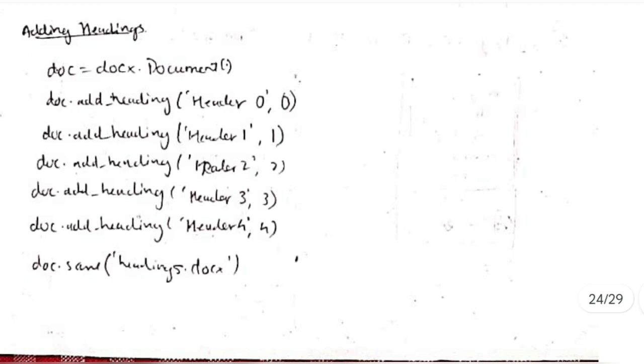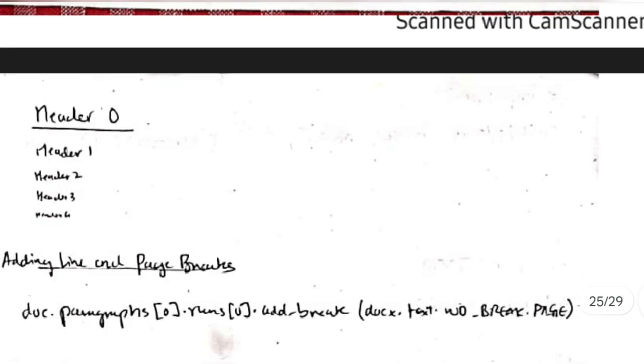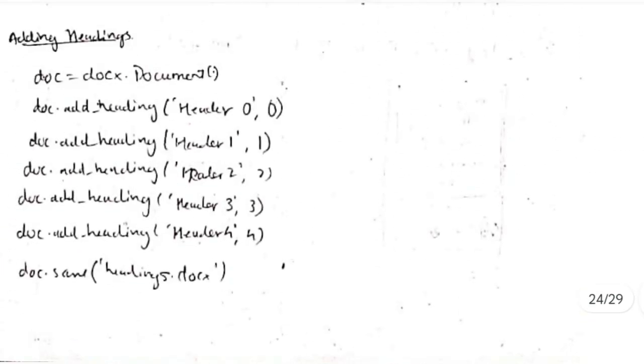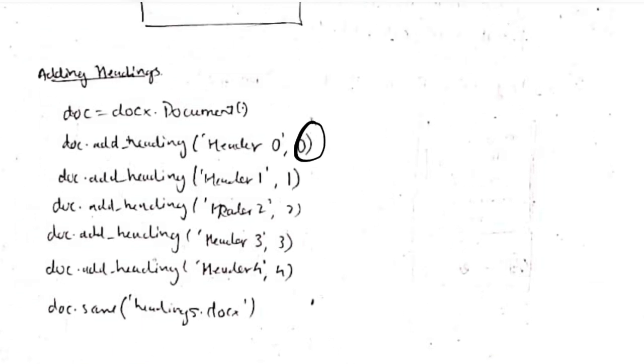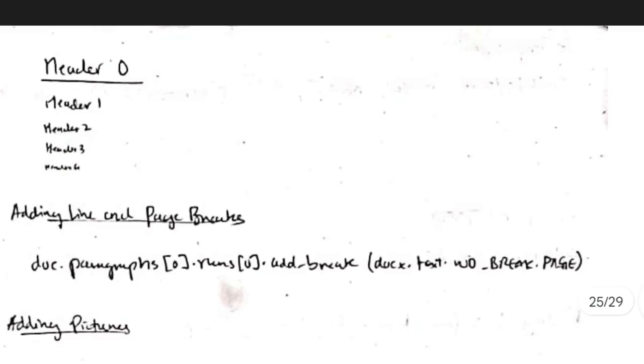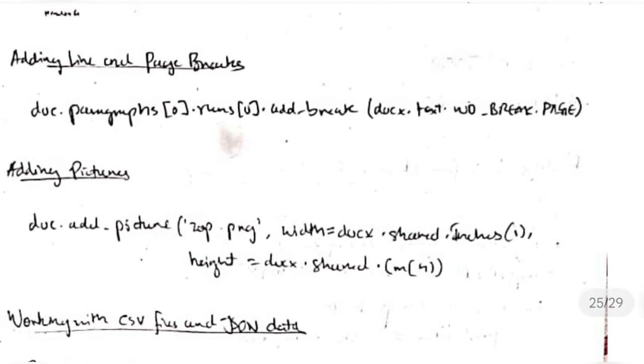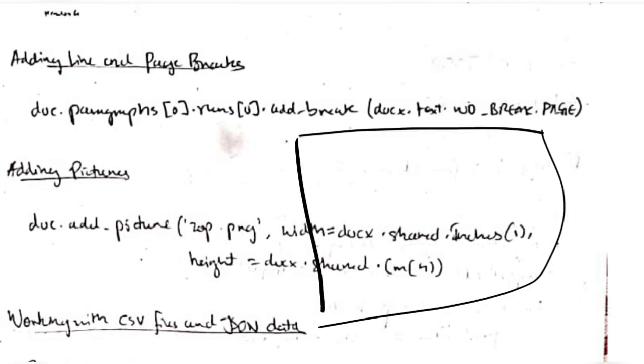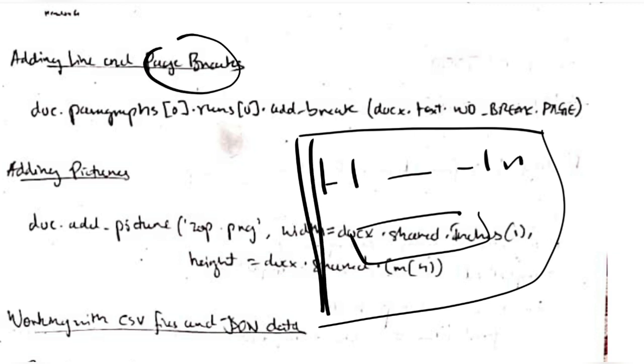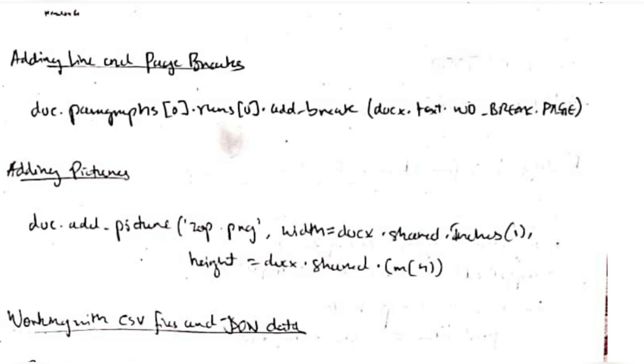For adding headings, you can use the function dot add heading, and the size can be specified as the second argument. After that we have the line and page breaks. Suppose we have written a text like hello, my name is Afnan, but I want it to read hello, my name is, and then Afnan should be on the next line, so I can add a line break. A page break can be used to separate two pages, and for that we will be using the /n operation.